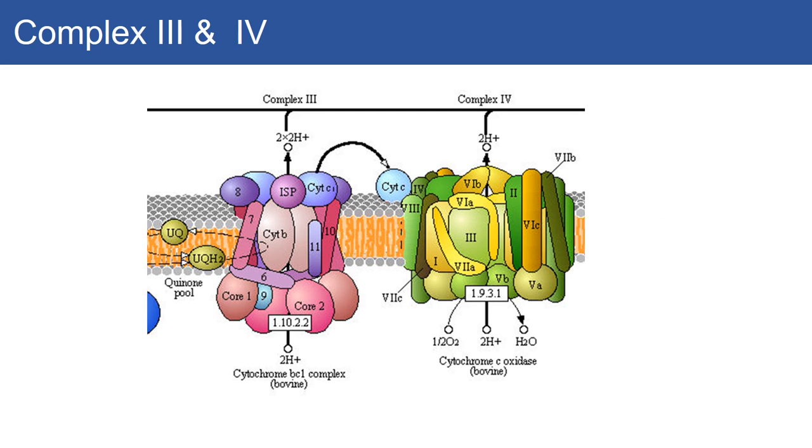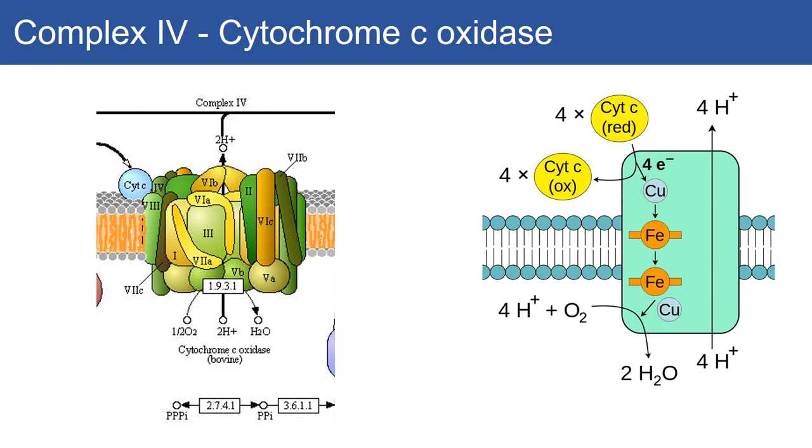So complex 3 and 4, you can see on the left-hand side we have the ubiquinone being transferred and cycled through. You can see the different subunits of this protein. Complex 3 does transfer the cytochrome C over to the cytochrome C complex on complex 4, and that provides the next step for the reaction, which is done by cytochrome oxidase. And the cytochrome oxidase has 13 subunits.